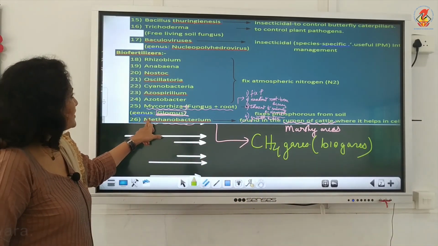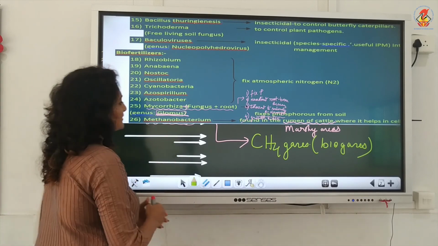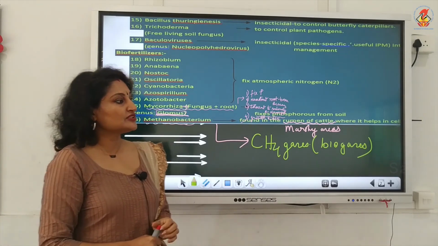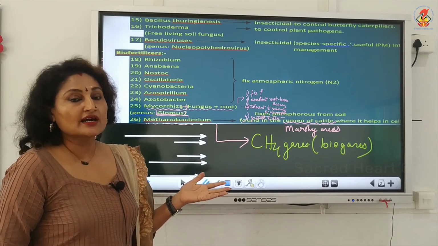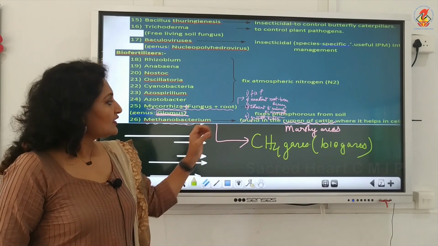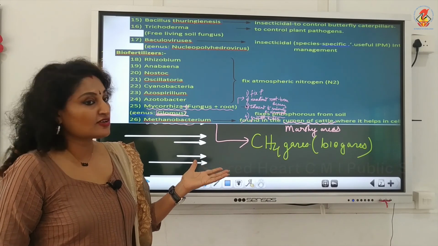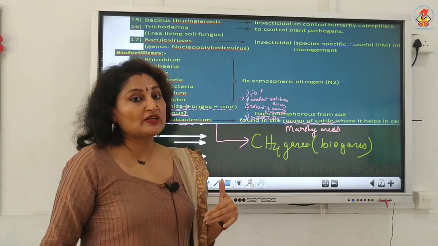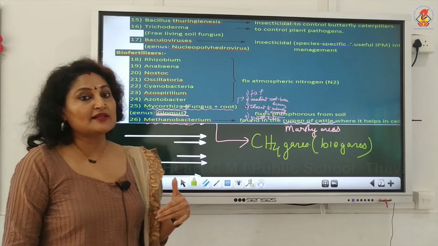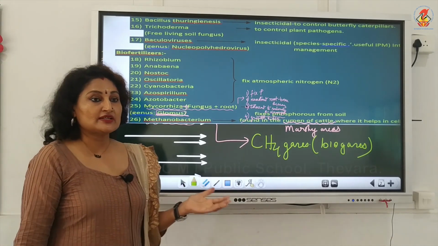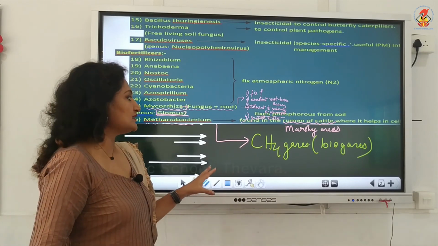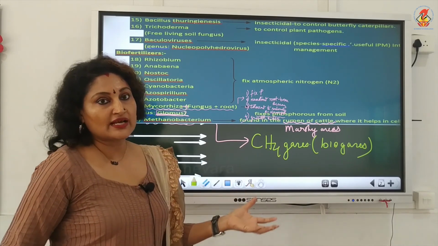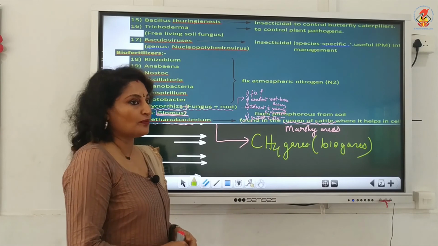So the last use in the field of agriculture is Methanobacterium, which can produce methane or biogas. It is found in the dung of cattle and also marshy areas. Now why is it present in the dung of cattle? Because it is present in the rumen of cattle, and in the rumen of the cattle, it helps in cellulose digestion. So when the dung is excreted, this dung contains a lot of Methanobacterium, which can be used to get biogas, and this gas is hence known as gobar gas.